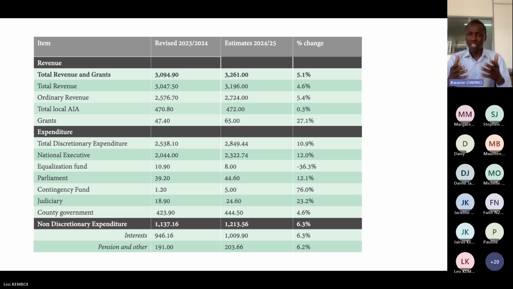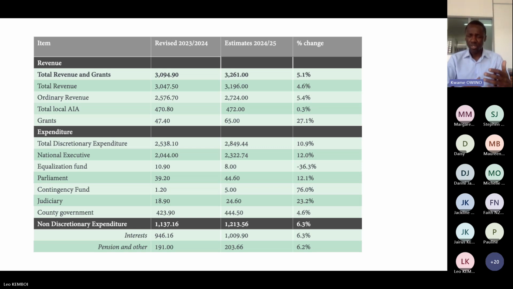And then county governments: initially 423 billion was supposed to go up to 444 by 4.6%. Remember, county governments also perform certain core functions, for instance the provision of water and sanitation services and some public health services, some of which are public goods, and some of which are just goods that are good to have and useful for social welfare, but are not necessarily strictly public goods.